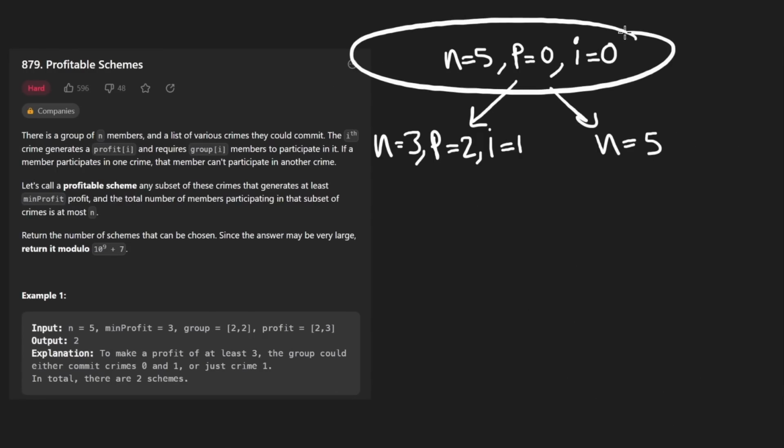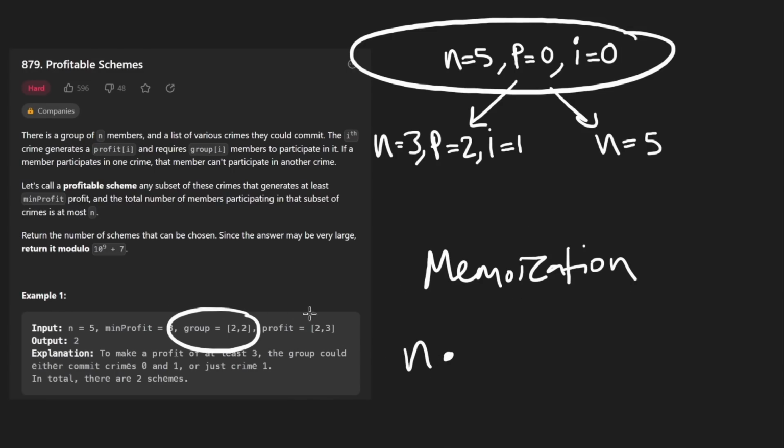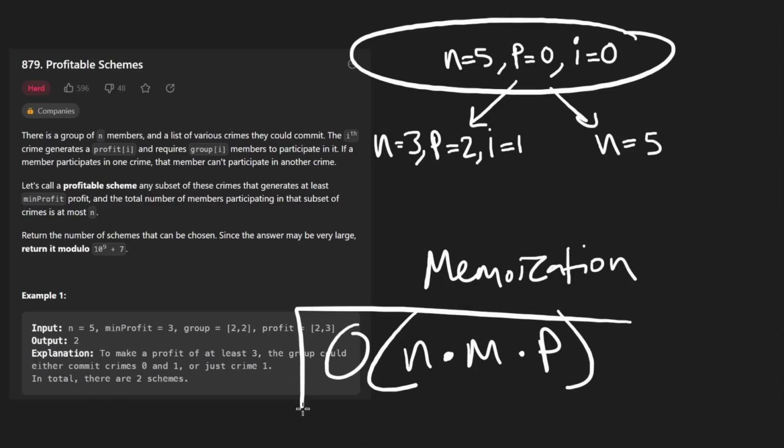We can take all three parameters for our recursive function and apply memoization, which will give us an optimal time complexity approach where the time complexity is going to be n multiplied by the length of the group, which is the same as the length of profit. Let's call that m. And also the minimum profit, because I'm running out of variables, let's call that p. So this would be the overall time complexity of this approach. So now let's code it up.